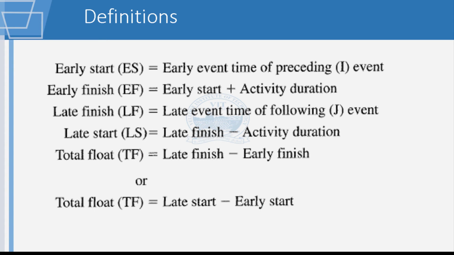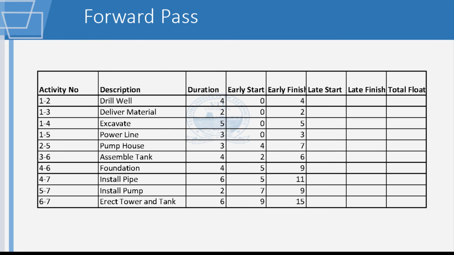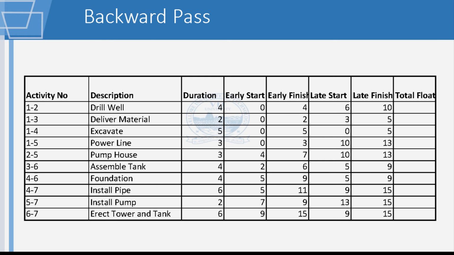First you find out the late finish, how late we can finish an activity, and then from that you go on to find the late start. That is by subtracting the duration. So you keep going like that, you come back to the start, and then you are getting the late start and late finish. So this is the way you get the late start and late finish.